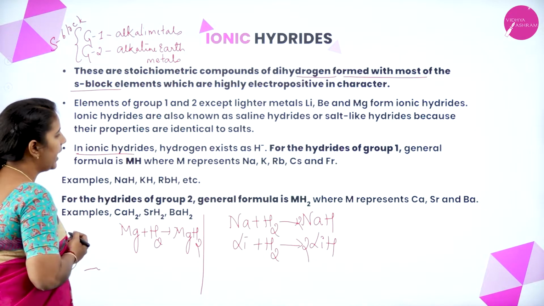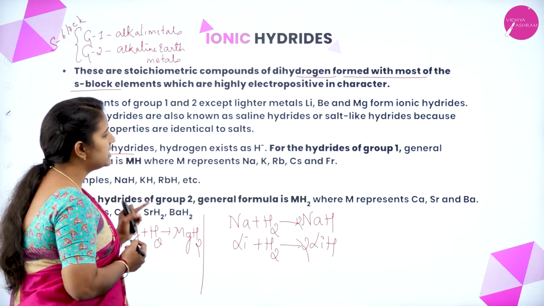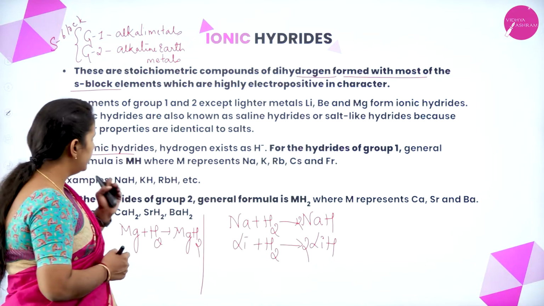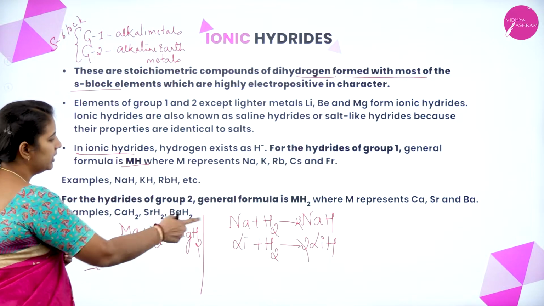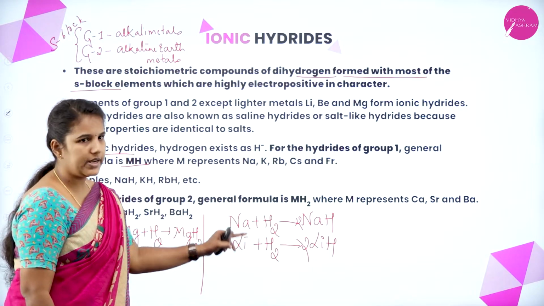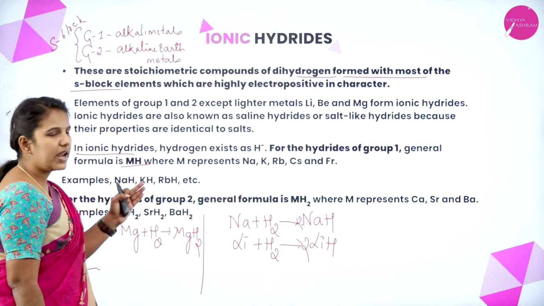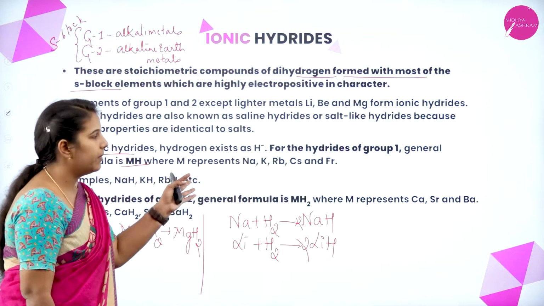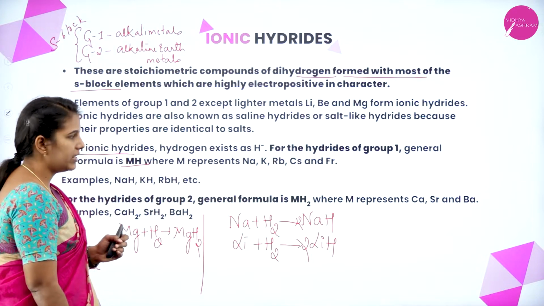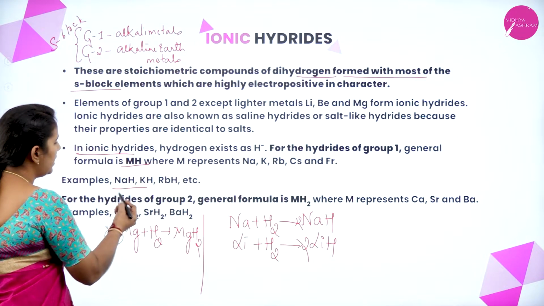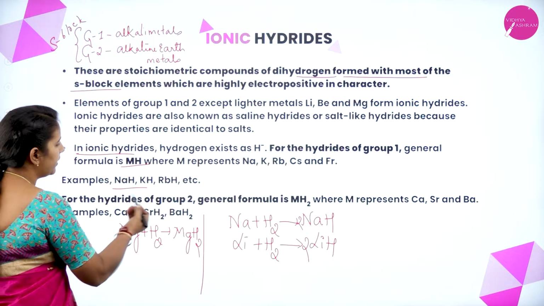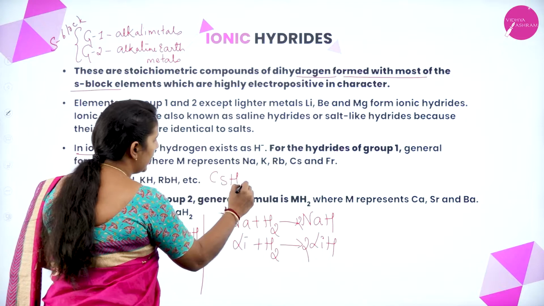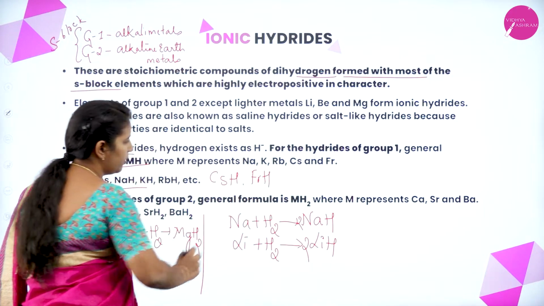So, in ionic hydride, hydrogen exists as H- for the hydrides of group 1. The general formula is MH, for example sodium hydride and lithium hydride. M stands for sodium, potassium, rubidium, as well as cesium and francium. So, examples are sodium hydride, potassium hydride, rubidium hydride. You can write cesium hydride and francium hydride also.